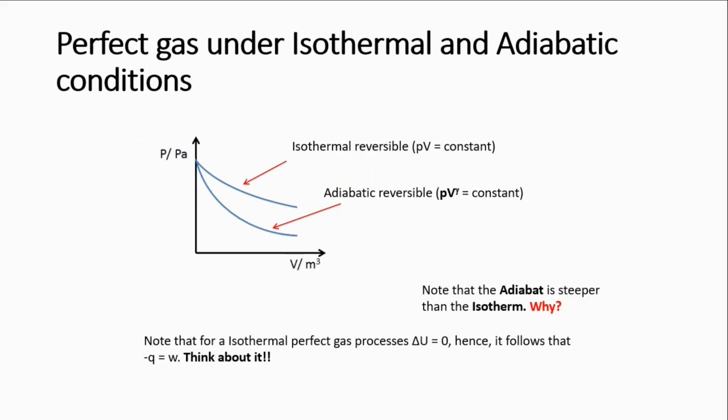Now, if we should look at a plot, a PV diagram, right, a pressure volume plot for isothermal reversible systems and also adiabatic reversible systems, we will notice that there is something interesting. The adiabatic system will always have a steeper curve than the isothermal system. Why is that? Why is that? We need to be able to explain this.